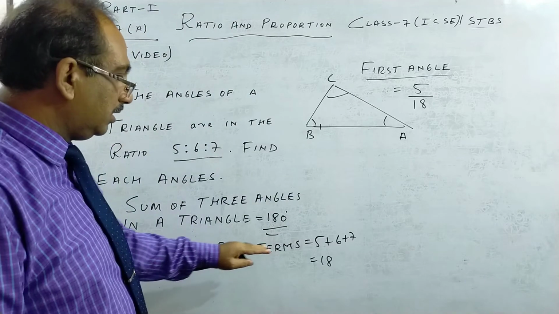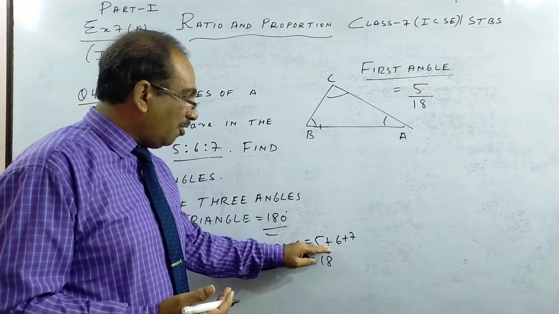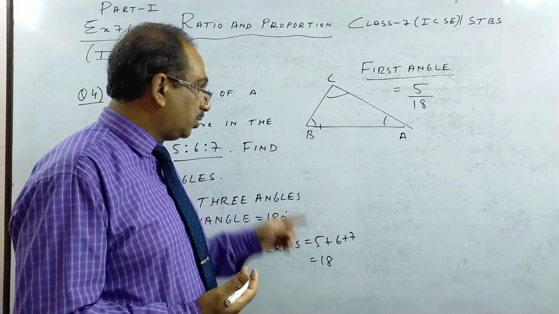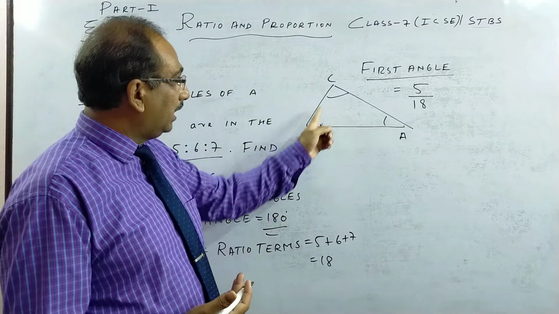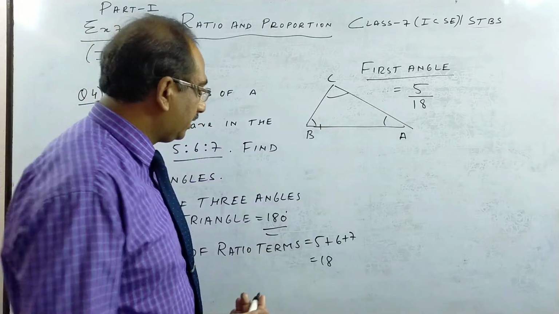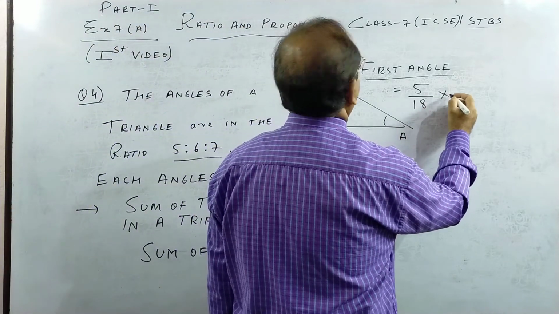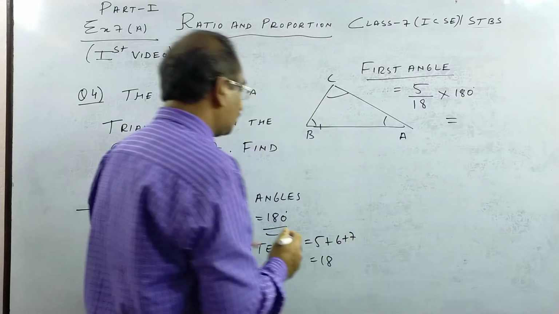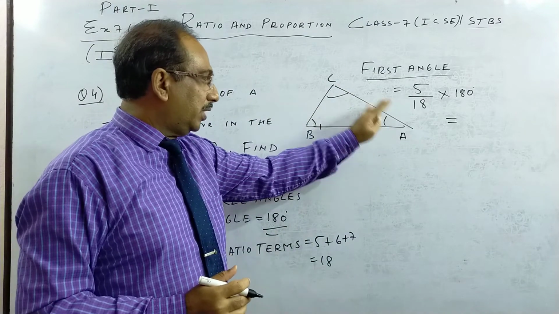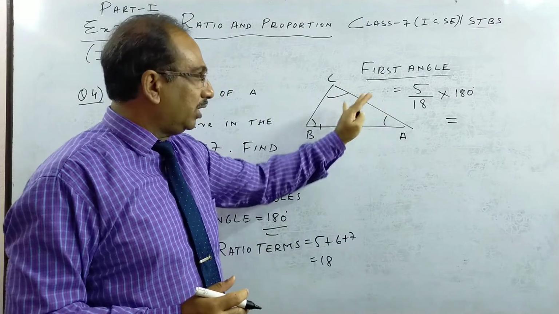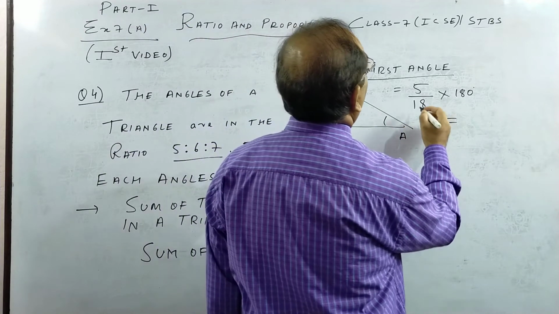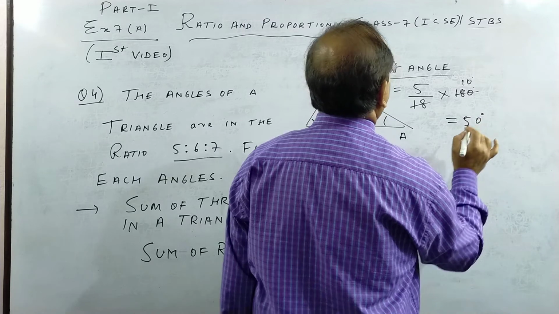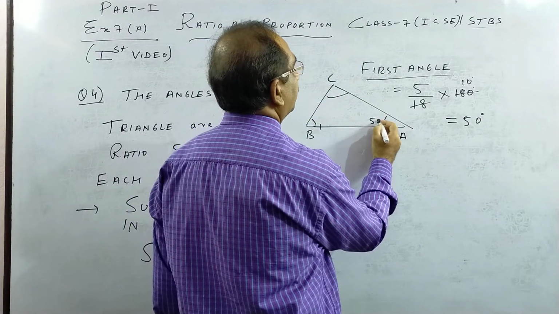So the first angle is, try to understand in terms of ratio, 5 out of 18. If the total is 18, this is the meaning of ratio. If the total is 18, the first one is 5 out of 18. We know the sum of three angles is 180. So out of 180, it will be 5 by 18. This will cancel 10 times. So my first answer is 50 degrees because it is an angle.